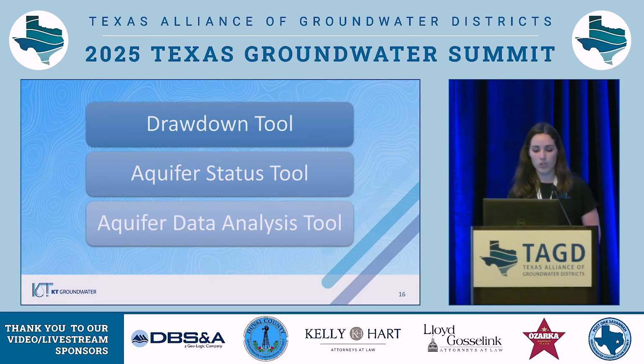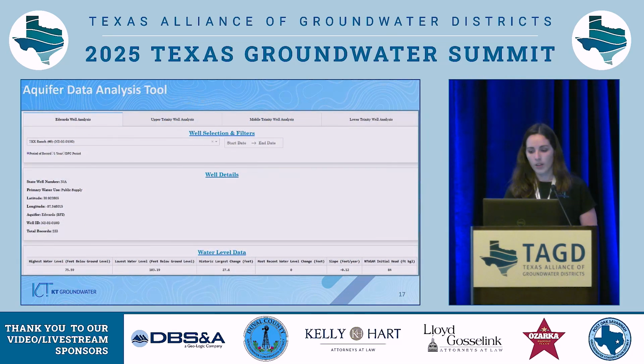Lastly, I'll show you features that are only available in the Aquifer Data Analysis tool. This tool has a well analysis page, and this page displays details for any of your selected wells. You can filter by date, and trends and statistics about that well and the water level data are shown in the table. For example, you have the well use, well location, and then the total number of water level measurement records for that well.